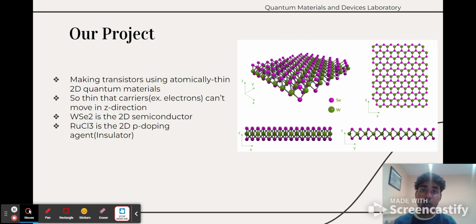In our project, we plan on making these transistors using atomically thin materials. And for our base semiconductor, we plan on using tungsten diselenide monolayer, and for our positively doping agent, we plan on using ruthenium chloride.